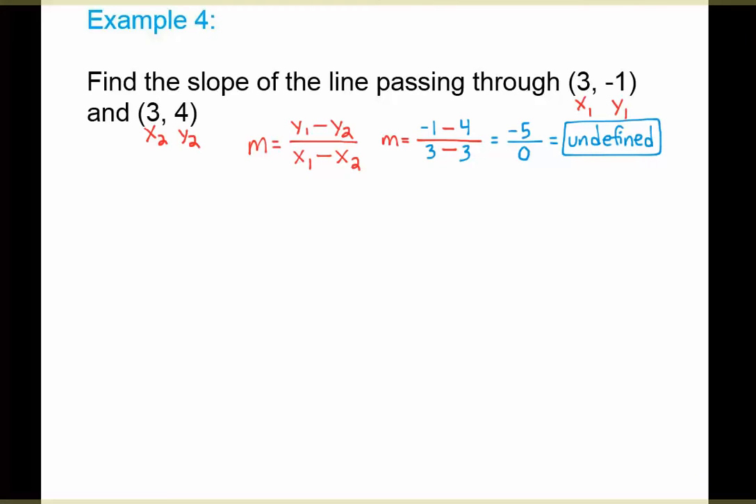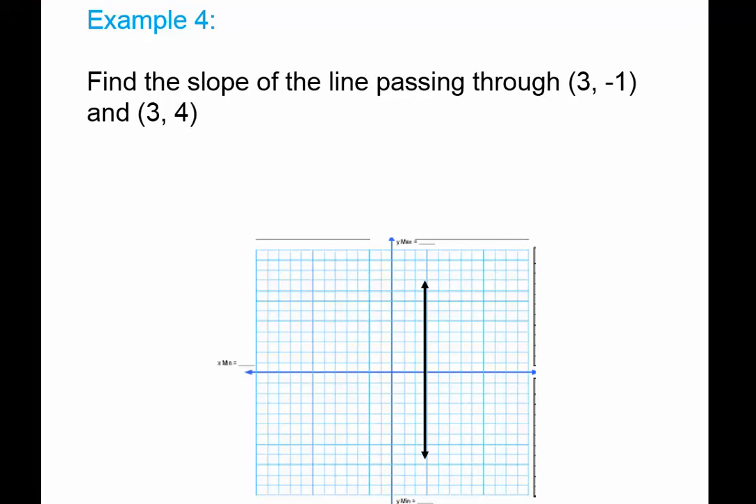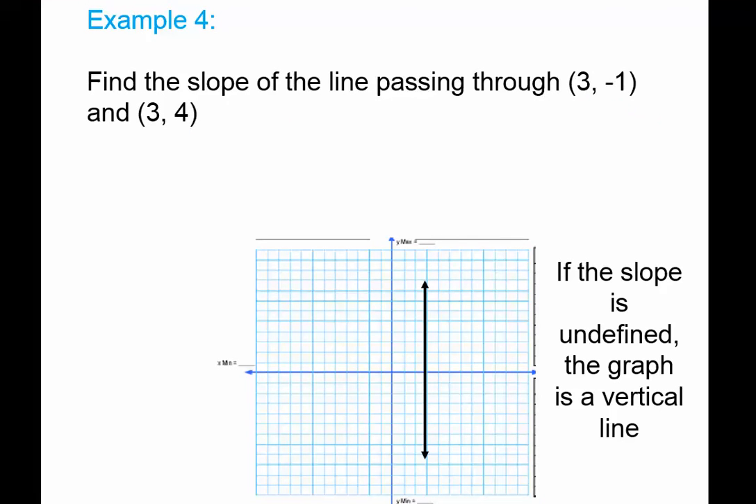Okay, what does an undefined slope look like? Well, you probably guessed this. If it's a slope of 0, it's a horizontal line. If it's an undefined slope, what type of line do you think it is? Well, it's going to be a vertical line. Okay, if the slope is undefined, the graph is a vertical line.